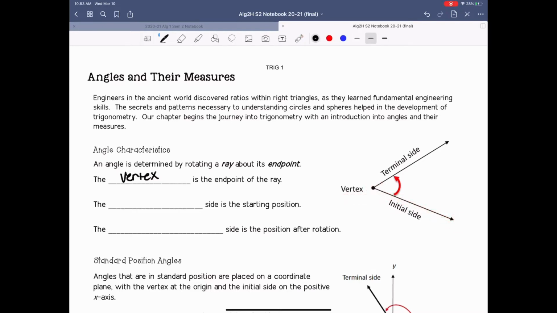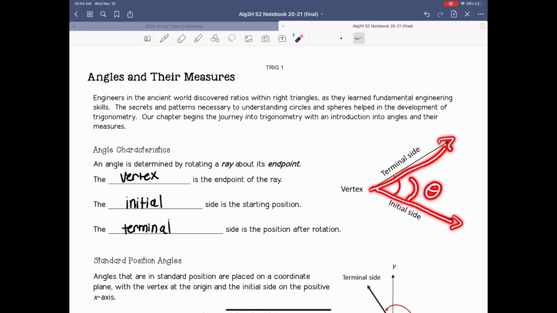We also have the initial side of an angle. And the initial side is the starting position of the ray. So since my ray started right here before I rotated it, this is referred to as the initial side of the angle. Now the terminal side, that is the rotated version of the ray. So the terminal side is the position after rotation, which is this side right here that I found when I rotated my ray. And as you know, the initial side and the terminal side of the angle is going to form some angle between the rays, and I'm going to call that theta. So this is how we deal with angles when we are looking at trigonometry.